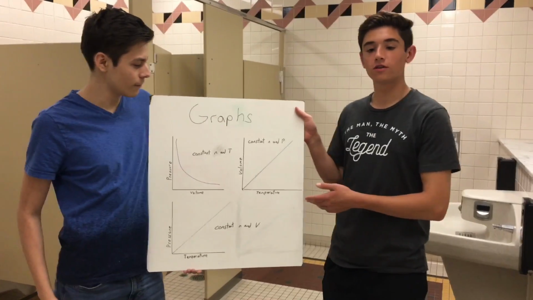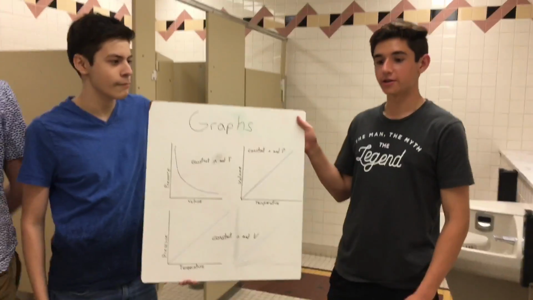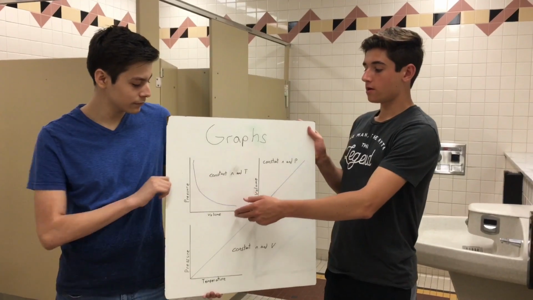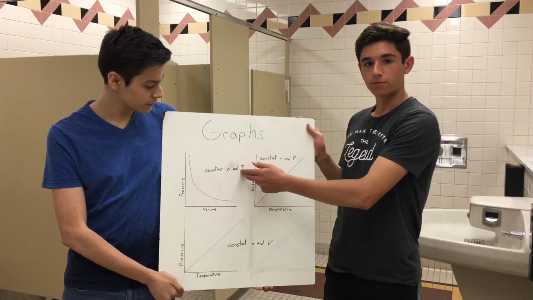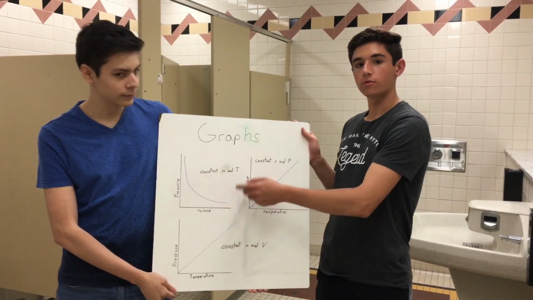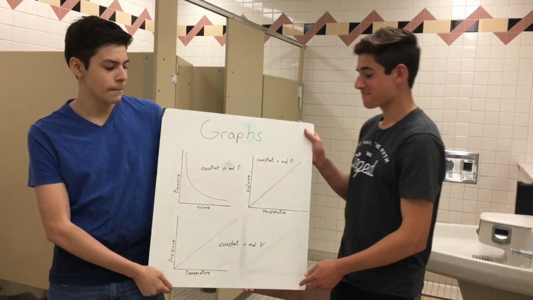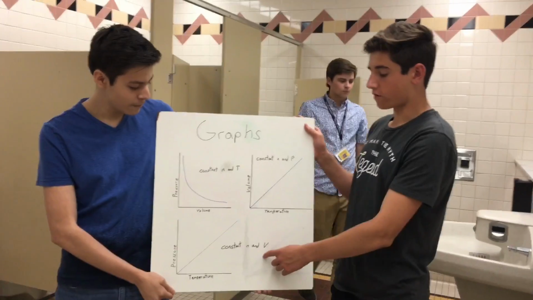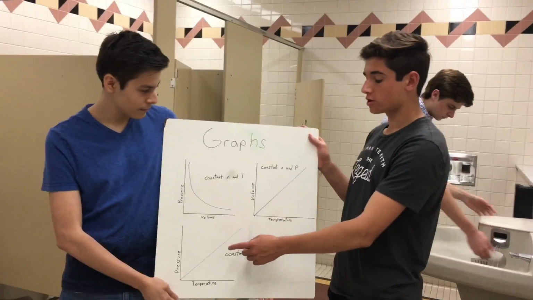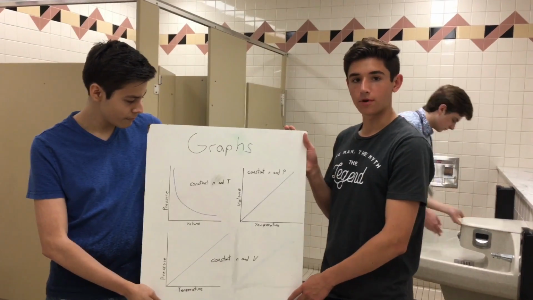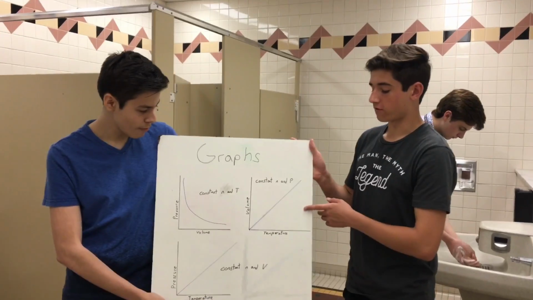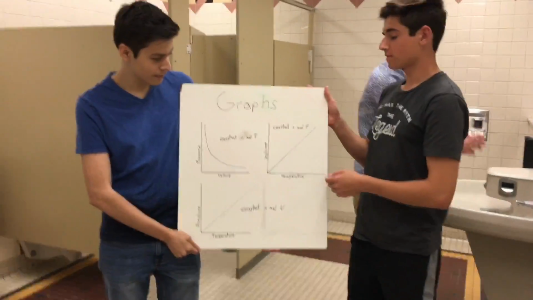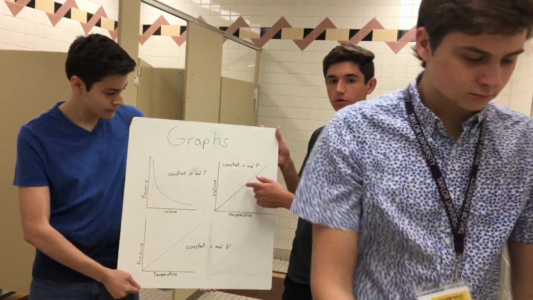These 3 graphs all involve the PV equals nRT equation. This graph involves pressure and volume as you keep the moles and the temperature constant. As you increase the volume, the pressure will decrease. This graph involves pressure and temperature. It has moles and volume constant. And as you increase the pressure, the temperature will increase at the same rate. This graph involves volume and temperature and has moles and pressure as a constant. And as you increase the temperature, the volume will increase at the same rate.